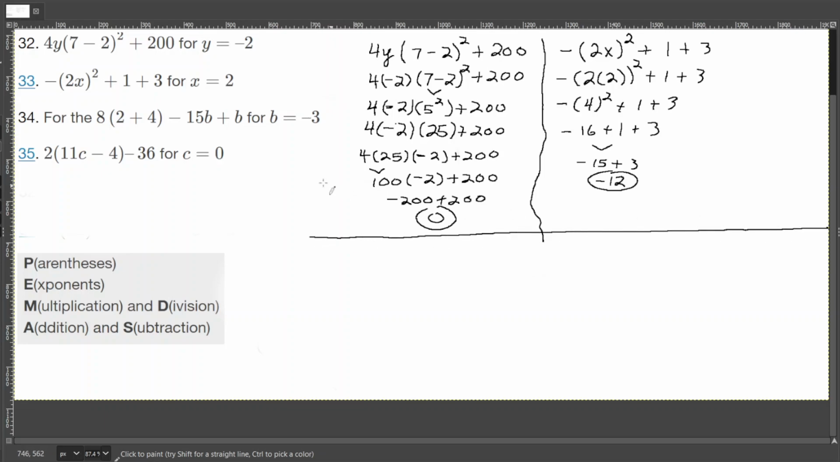Now let's see if we could fit these other ones. These are some longer problems for sure. But anyway, so now we have 8 times 2 plus 4 minus 15b plus b. Now we have 8 times 2 plus 4. I might have to just start substituting in, guys. I don't like to do that, but if I run out of room, I'm not too sure what to do.